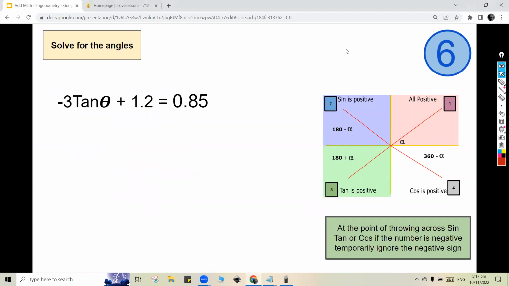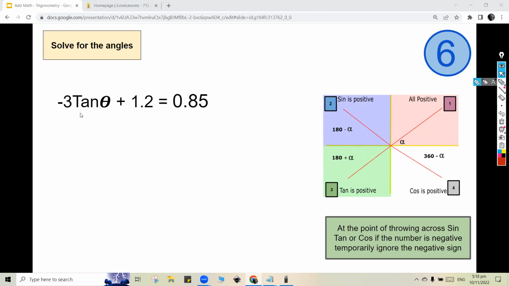Question 6. All right, it looks a little bit more complicated. So since it's kind of complicated, obviously we can't make the decision at the moment whether it's positive or what? Negative. Who are we going to throw across first? The 1.2 or the -3?